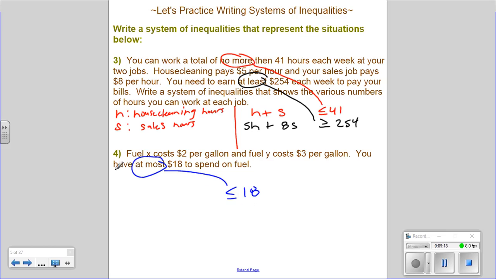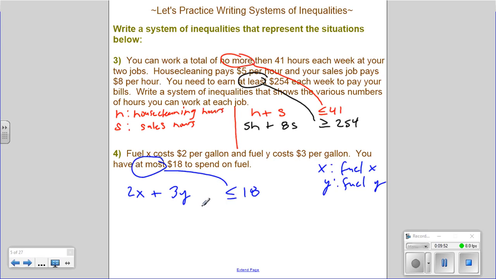Now, oh, I got to establish my variables, sorry. So X represents fuel X and Y represents fuel Y. So I know that it's $2 per gallon for fuel X. So I would say 2X plus 3Y because it's $3 per gallon for fuel Y.